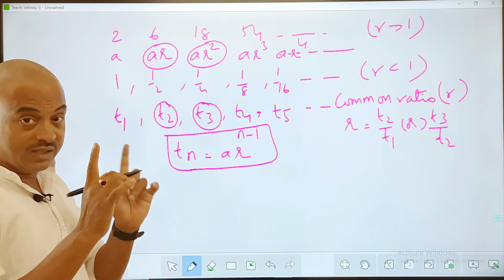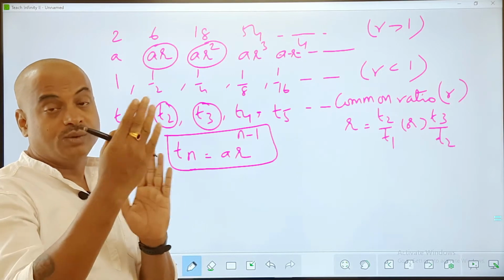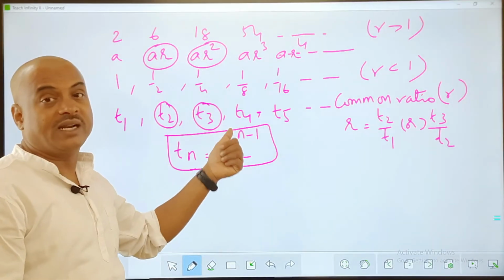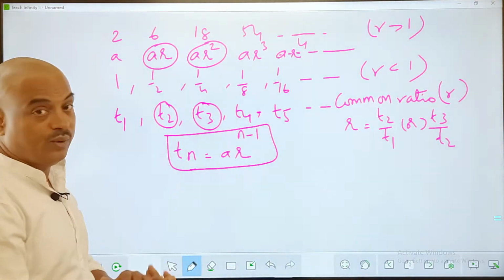Compare with arithmetic. In arithmetic, to get an increasing series, we add the numbers. To get a decreasing series, we subtract the numbers. Here, instead of adding and subtracting, we multiply and divide to get the next terms. That is how it works.